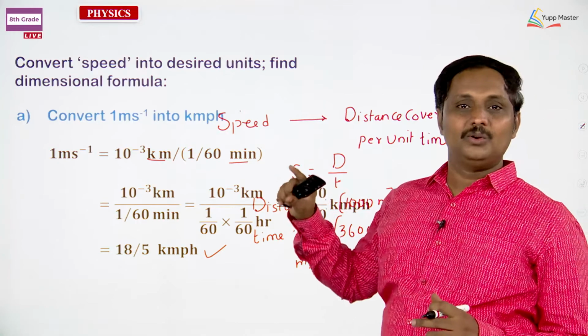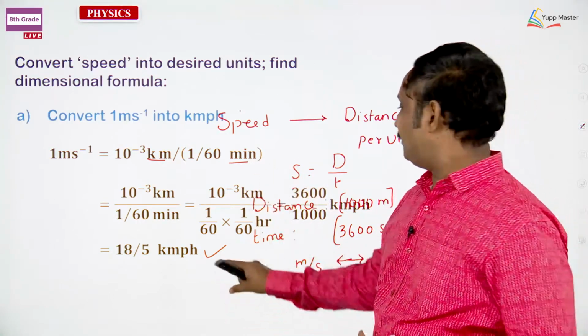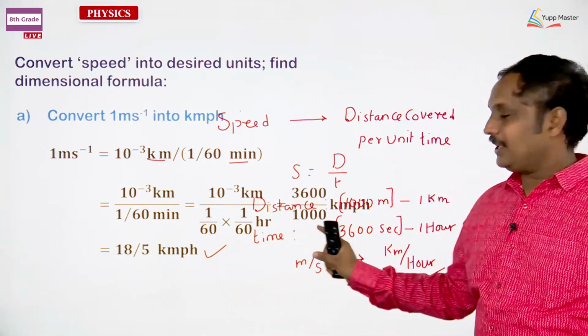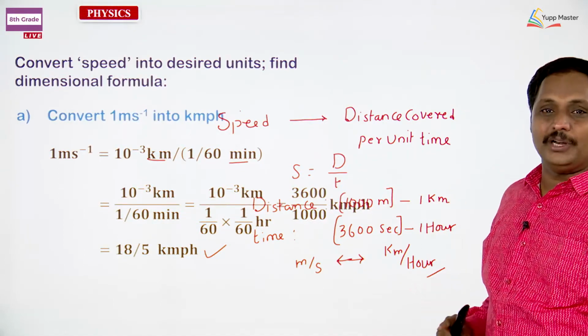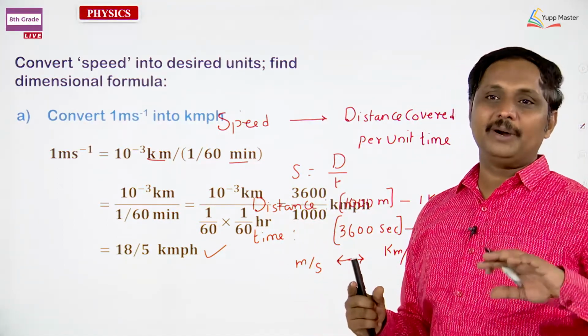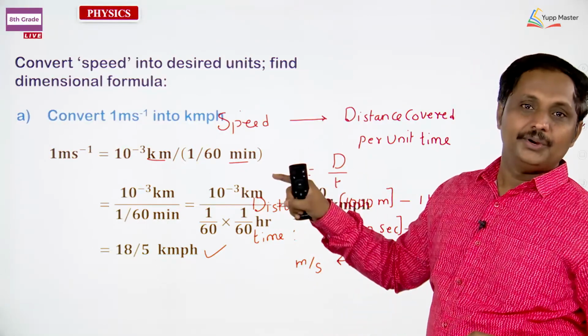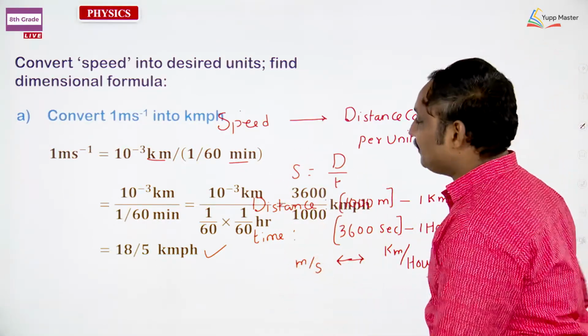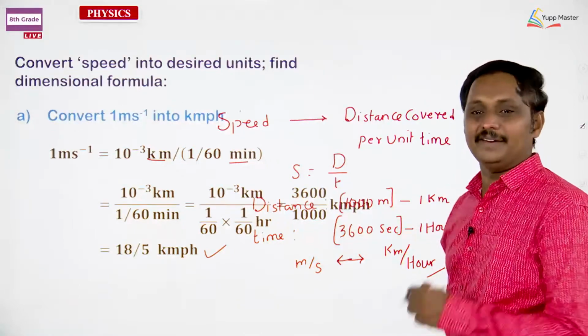So meter per second to kilometer per hour is converted from a lower value into a higher one, so you have to multiply with 18 by 5. That is very important. And at the same time, if you take kilometer per hour to meter per second, you have to multiply with 5 by 18. That is very clear. Please take that.